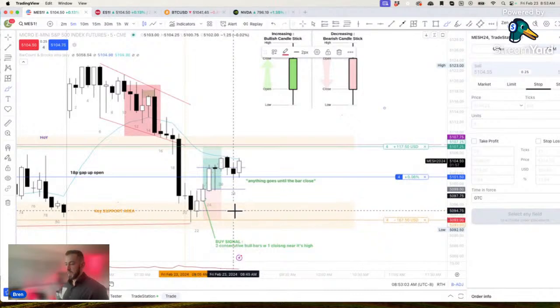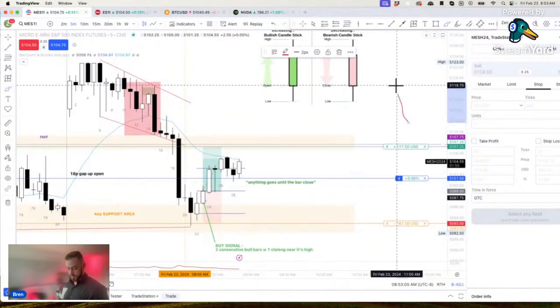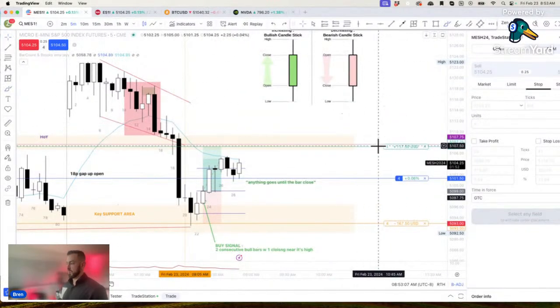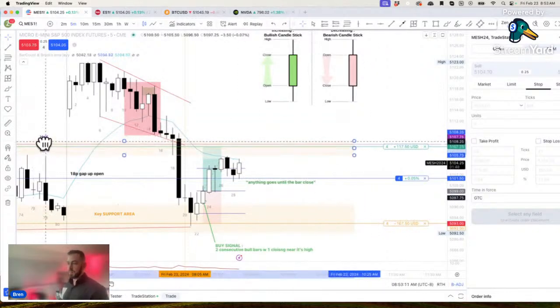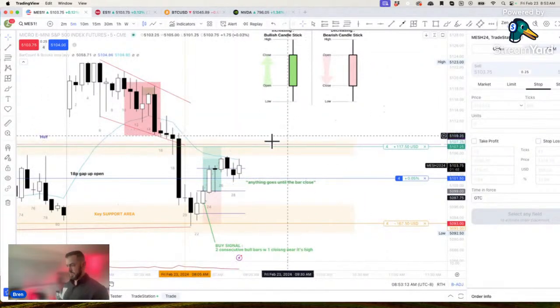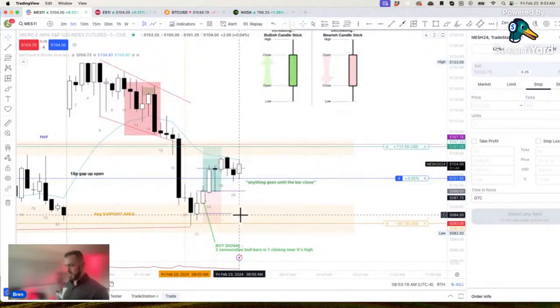Just realized I'm a little lazy with the way I drew this. Oh, that's a high of yesterday. Okay, so our target's below.